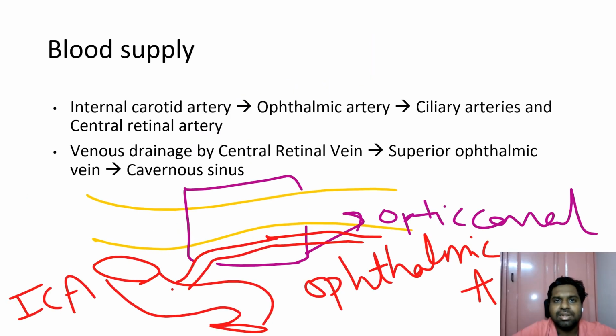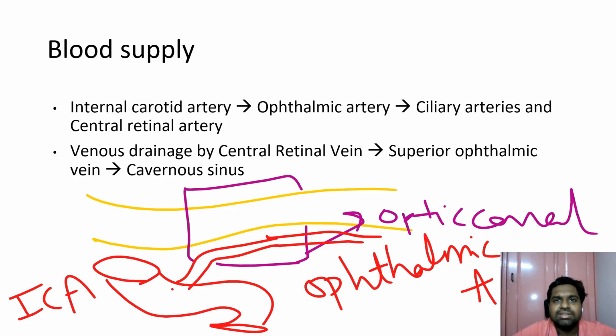Let us talk about the blood supply. Initially, arterial supply, where we can see internal carotid artery, which gives its first branch, that is ophthalmic artery, that enters optic canal and runs along the nerve, where it is going to divide itself into four posterior ciliary arteries and one central retinal artery. And this is the one that is supplying the optic nerve.